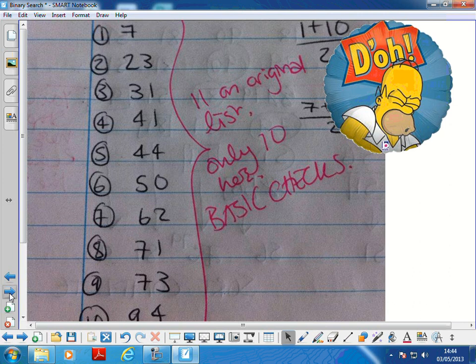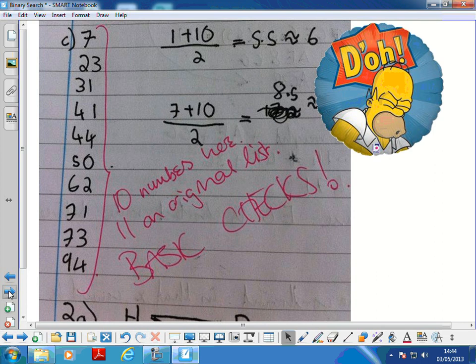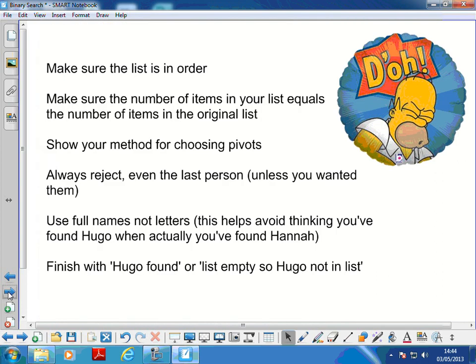Another thing that can go wrong: there are 11 numbers in the original list, and in fact there are only 10 in this person's list, so it's literally just a copy error. And you might think, well, that's not going to happen to me, but this was one class set, and here's somebody else who did exactly the same thing. There were 11 in the original list, they only wrote down 10 of them. So really simple things that can go wrong.